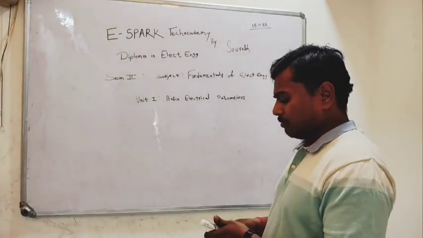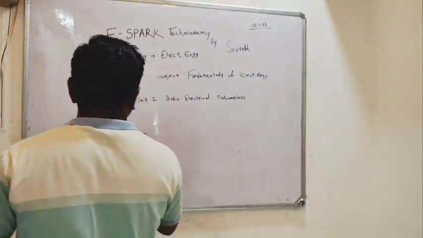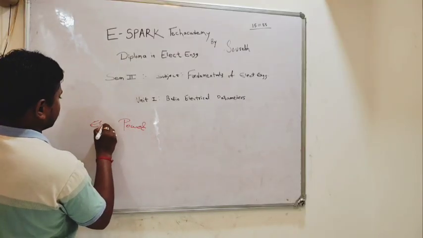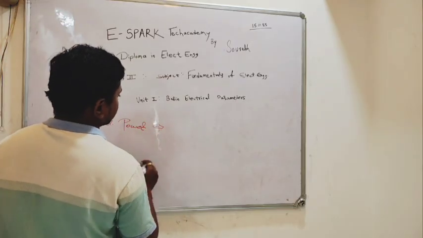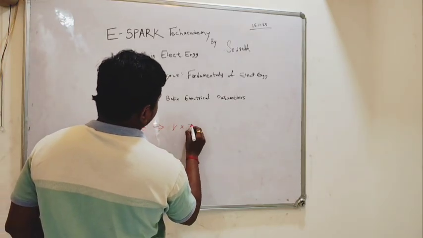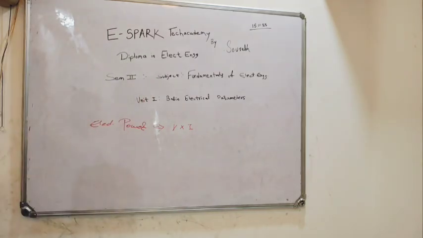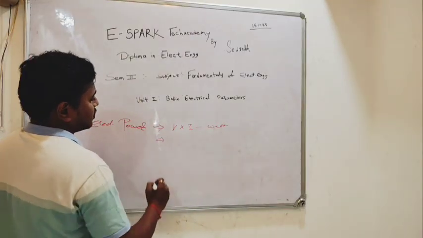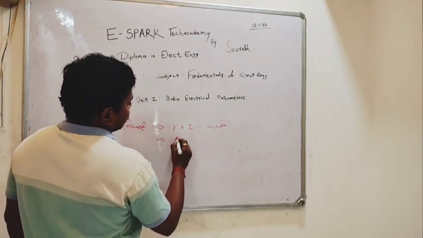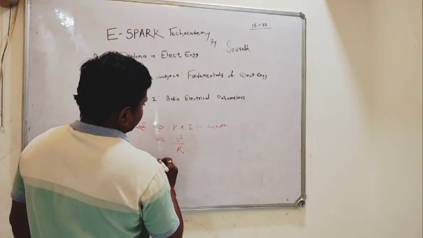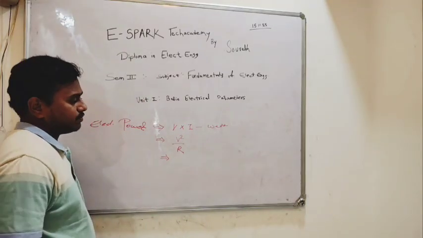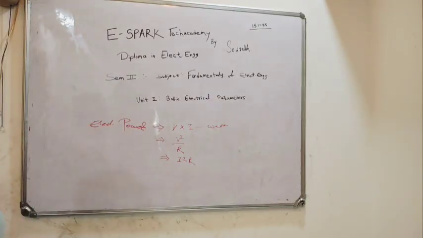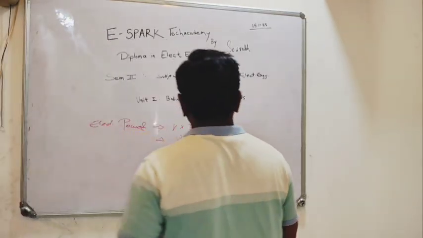Now, I will show you what is electric power. The electric power is nothing but the product of voltage into current. It is measured in watt. Power can also be V square by R, and I square into R. How these expressions are derived, I will tell you in a nutshell.